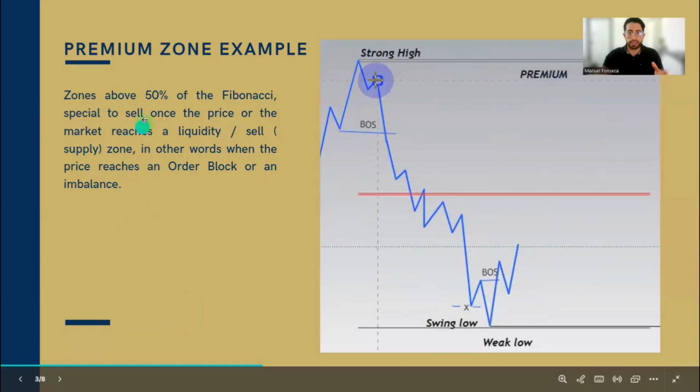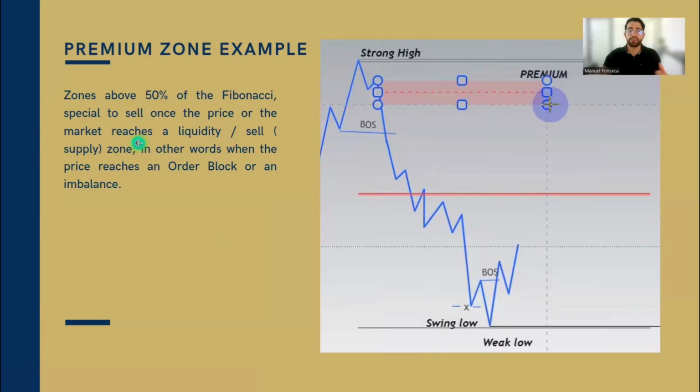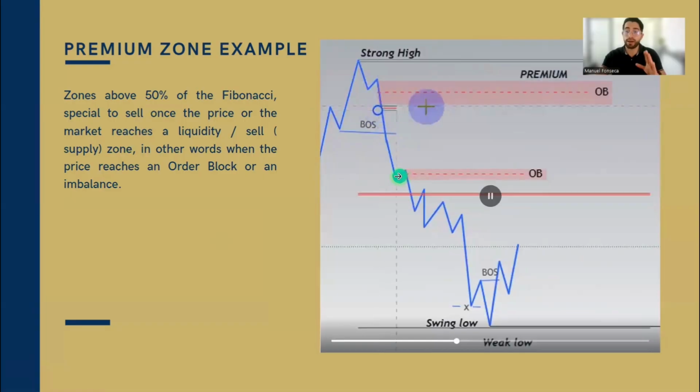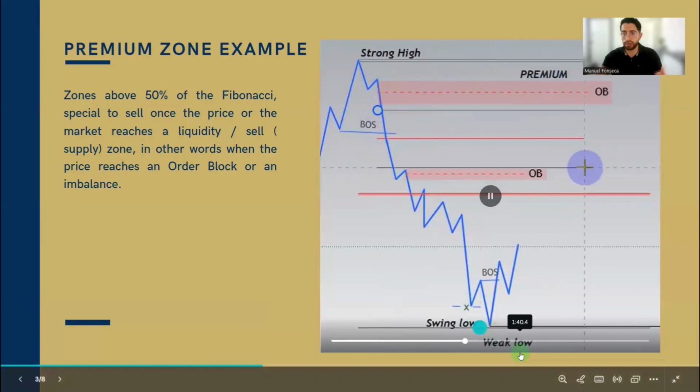Let's read this paragraph. The zones above the 50% of the Fibonacci are special to sell once the price or the market reaches a liquidity or supply zone. In other words, when the price reaches an order block or an imbalance. Now we can see clearly how it works. When the price reaches one of these zones we're marking here, it means that it will have a better chance to continue with the downtrend. Remember that this is a downtrend, right?